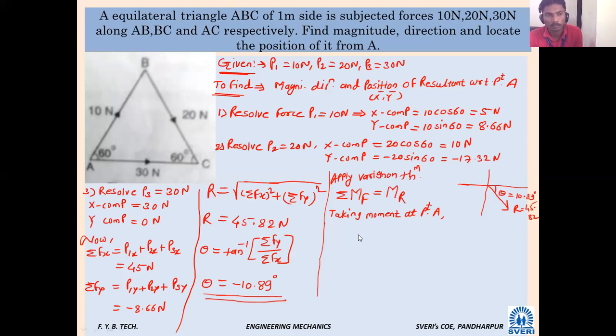What will be the moment about point A due to the 30 Newton force? 0. Correct. The 10 Newton force and the 30 Newton force are passing through point A, so there will be no moment due to these two forces. Now how do we find the moment due to this 20 Newton force?